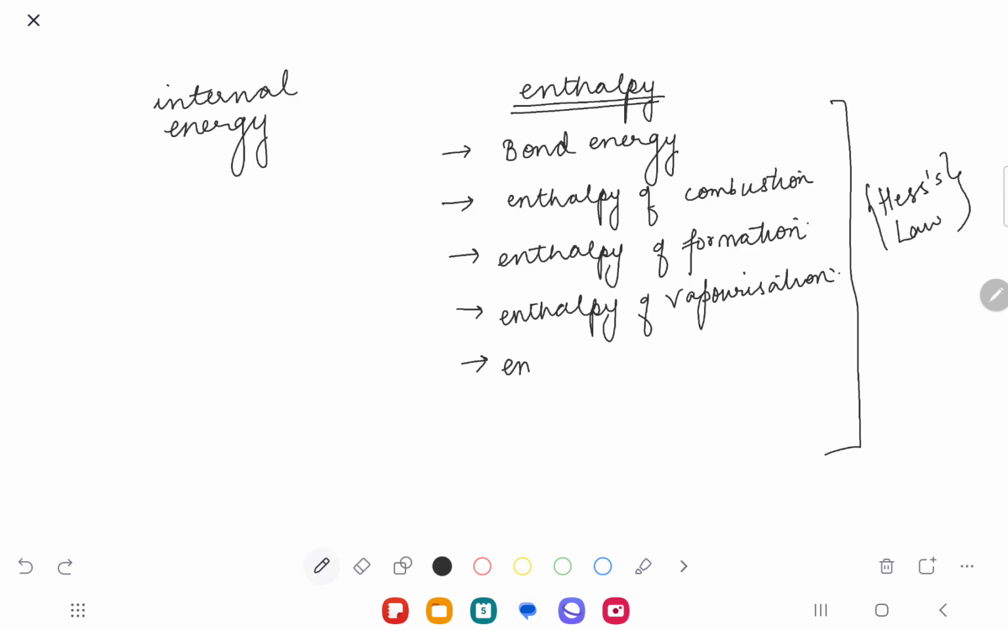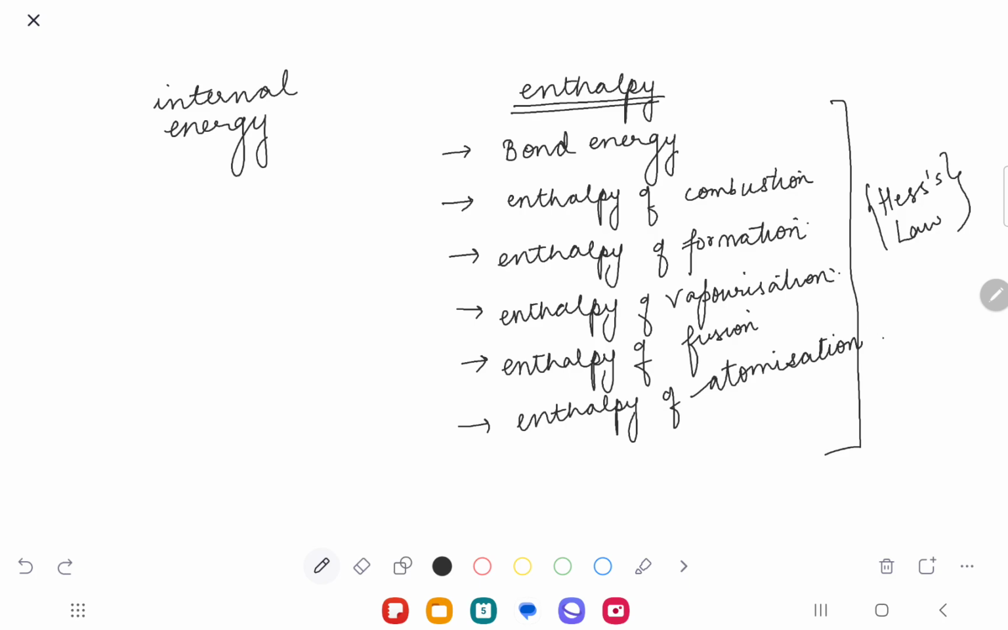There would be enthalpy of fusion. There would be enthalpy of atomization. Yes or no? So these are the enthalpies that we have. So we have bond energy data. We have enthalpy of combustion. We have enthalpy of formation. We have enthalpy of vaporization, enthalpy of fusion, enthalpy of atomization, and there are multiple enthalpies. It could be enthalpies of sublimation also.